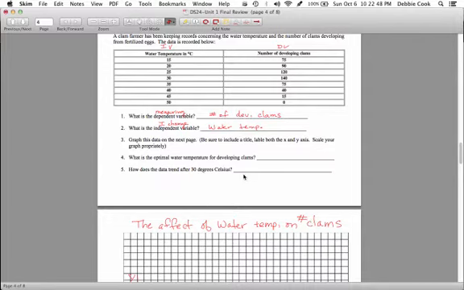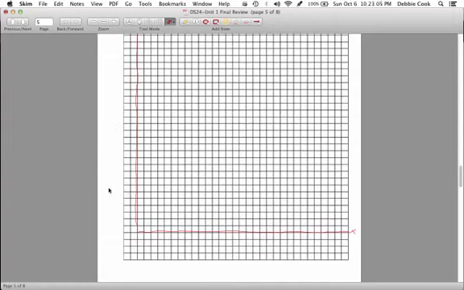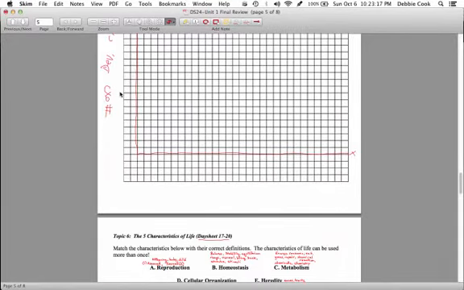The next thing that I have to do is figure out what's going to go on my X and what's going to go on my Y. But remember, my answers to 1 and 2 have already helped me figure that out. So I know that my dependent variable is going to be the number of developing clams, and that's going to go on my Y-axis. So I'm going to go ahead and write that here. So this is going to be number of developing clams on my Y-axis. And looking down at my bottom is going to be my IV, so this is going to be water temperature. And I'm going to put this in degrees Celsius as my unit.